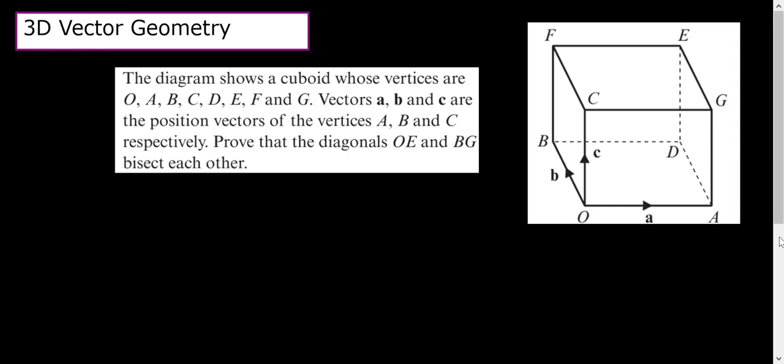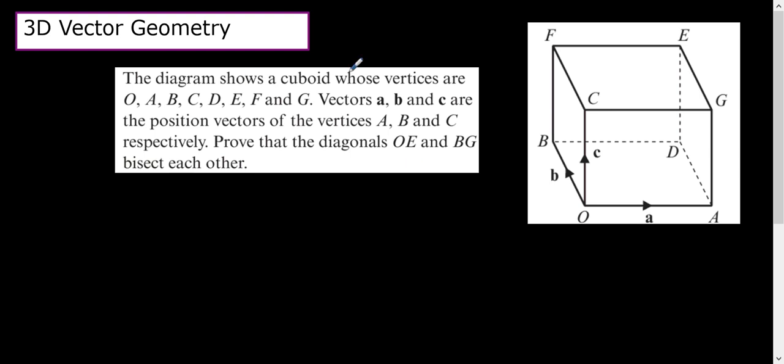On to the third example. The third example is very similar to one that we looked at in 2D vectors, where we had to prove that some diagonals bisect each other. Now, like I said back when we did that question, if we're interested in the diagonals of a shape, we should write those diagonals as vectors before we start.